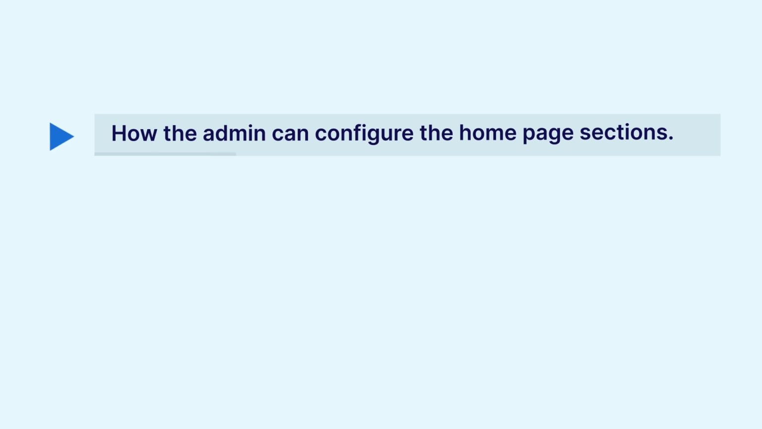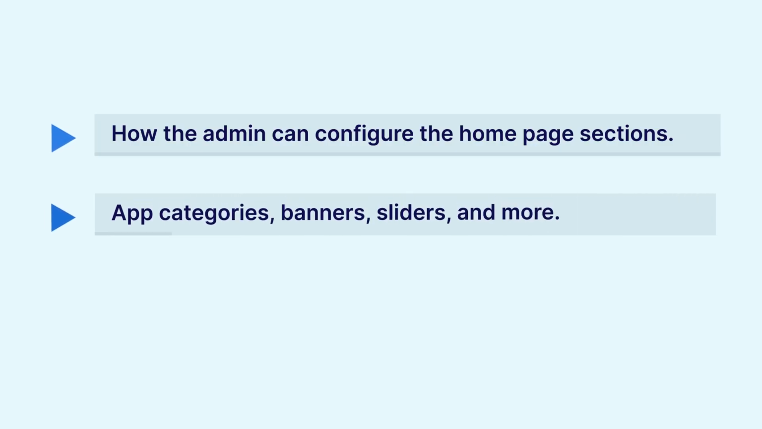Now in today's video tutorial, we'll be seeing how the admin would be able to configure the homepage sections and the other options for the mobile device from the admin backend panel of the PrestaShop itself. So we'll be seeing how the admin would be able to set up the app categories.